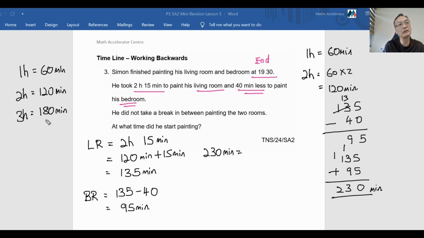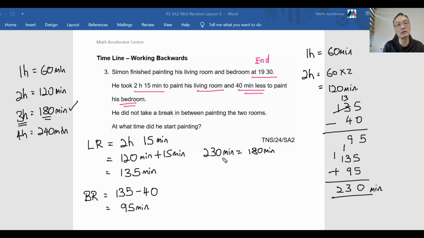We will work until this number just exceeds 230. So 4 hours will give us 240 minutes. So at this time, we already exceeded. So 240 is more than 230. So we will take the earlier timing. So it will be 3 hours. So we will have 180 minutes.